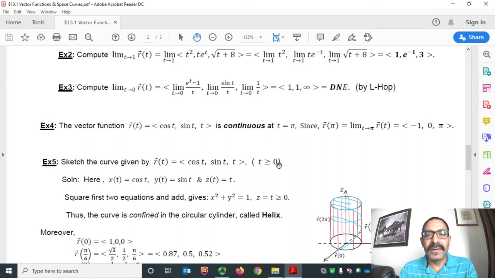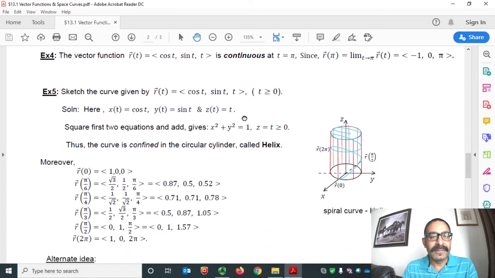Great. So far, we have discussed how to find the domain of vector functions and how to compute the limit and continuity of vector functions. Next, let's talk about sketching vector functions. Example 5. Sketch the curve r(t), whose components are cosine t, sine t, t, where t is greater than or equal to 0. Solution. Here, x(t) is cosine t, y(t) is sine t, and z(t) is t. So let's get rid of t first.